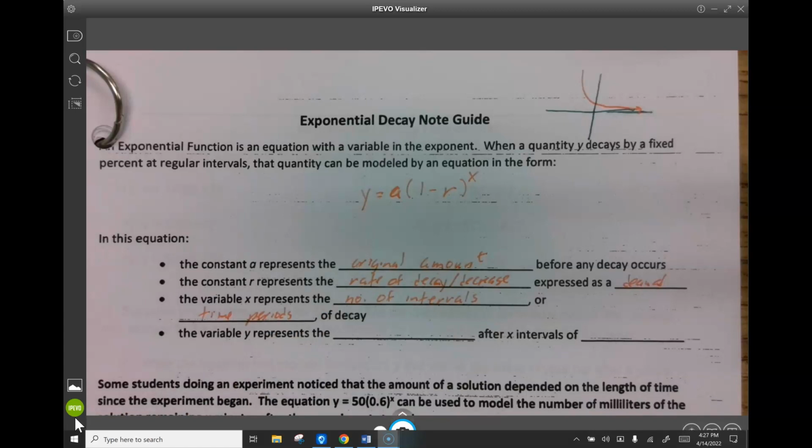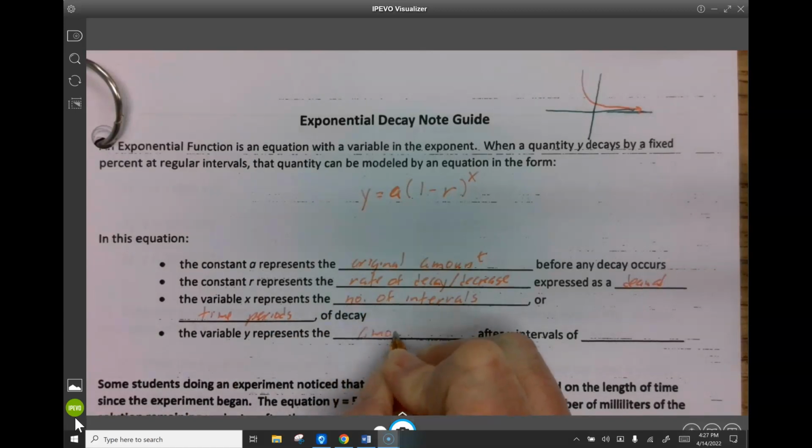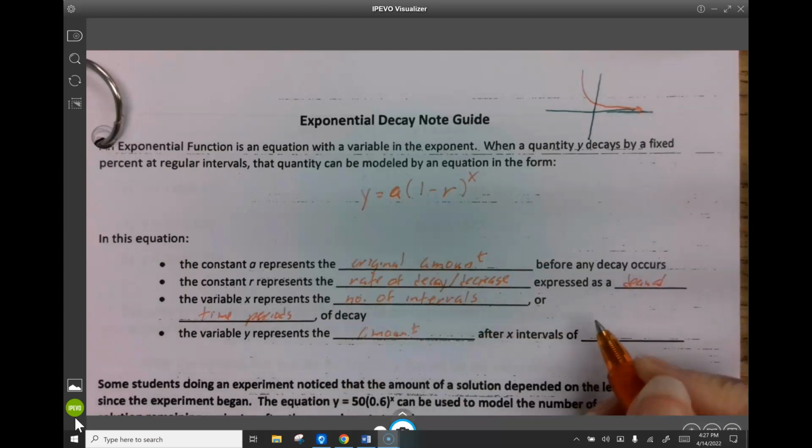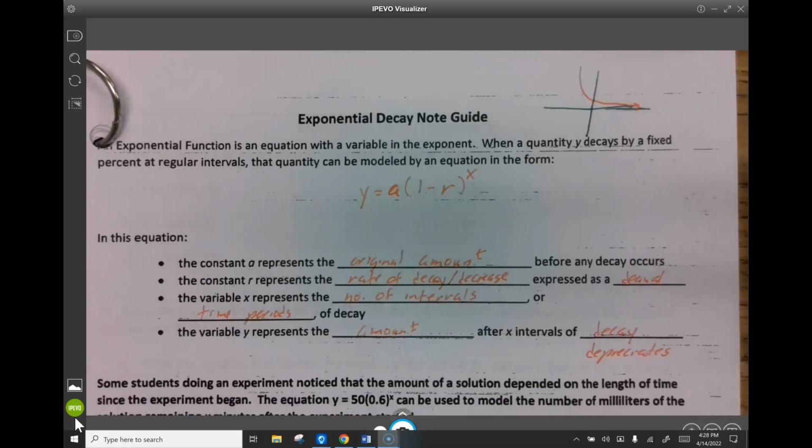Okay, so how much time has elapsed? The Y represents, of course, the amount after X intervals of decay. A lot of times decay will also be depreciation. You'll hear that, like a car depreciates, or something depreciates in value. Okay, so here we go.